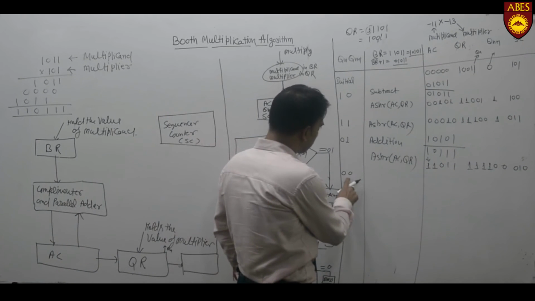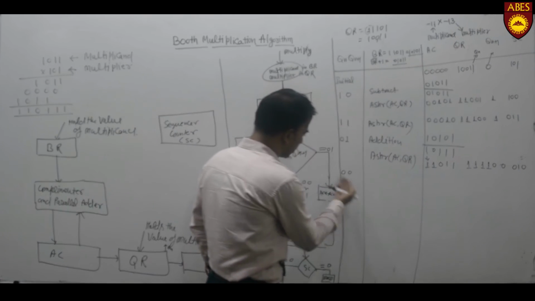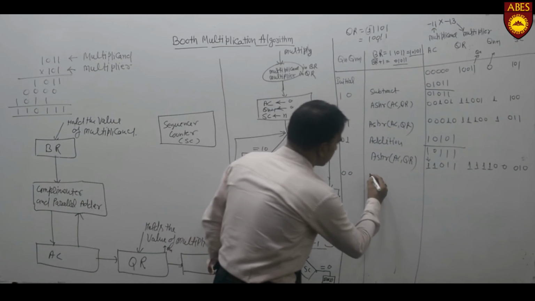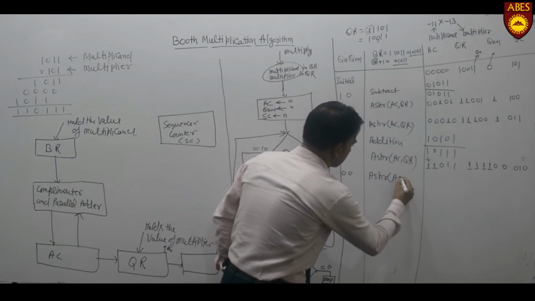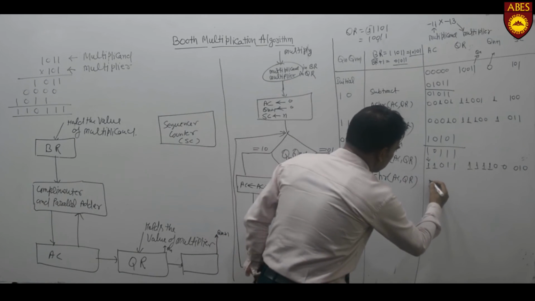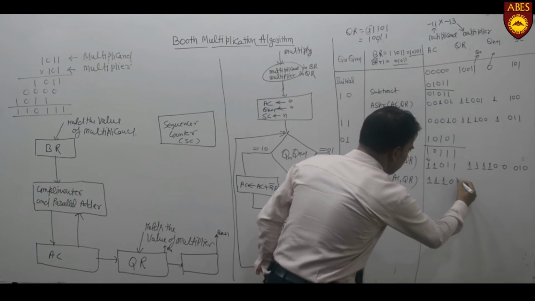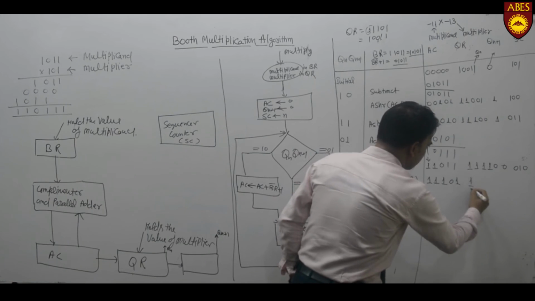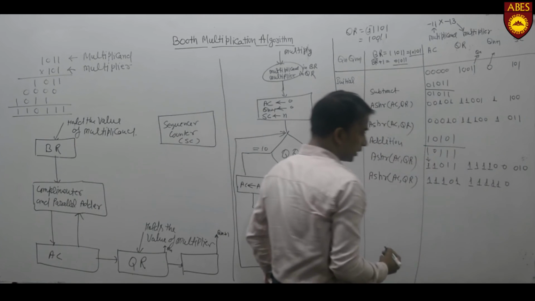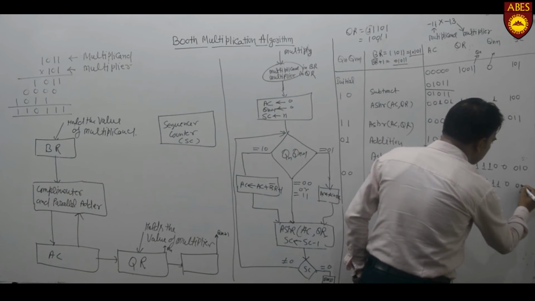Now again we have to check the value of Qn and Qn plus 1. You can see here the value of Qn and Qn plus 1 is equal, 0 and 0. It means we have to perform only the arithmetic shift operation. So you can shift this with Qn plus 1. The value of Qn will be 1, this will be 0, this will be 1, and this will shift here: 1, 1, 1, 1, 1 and 0, and decrement the value of the sequence counter. So it will be 0, 0, 1.